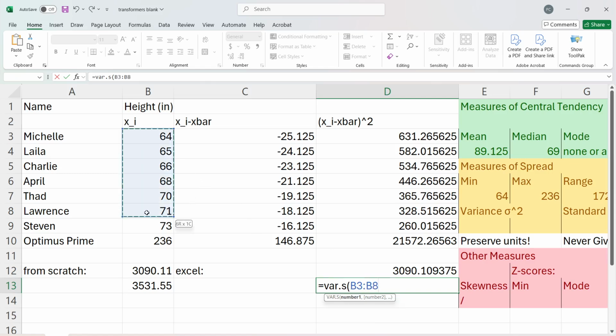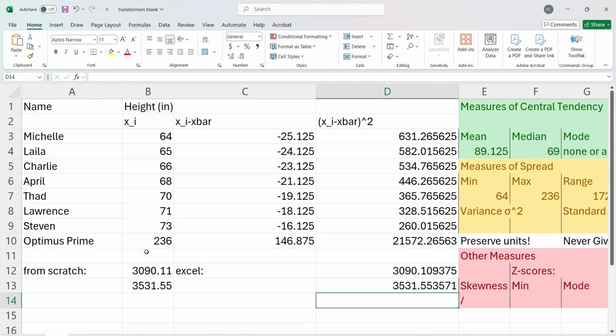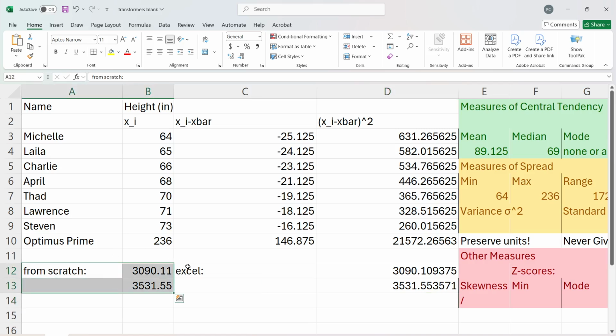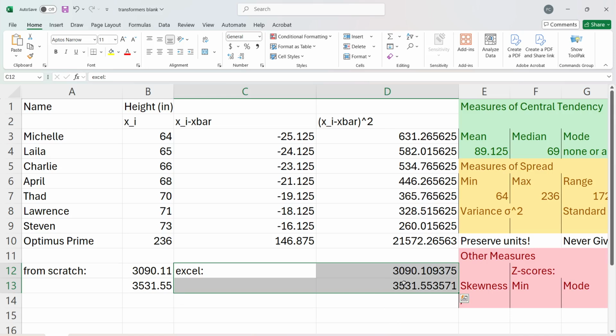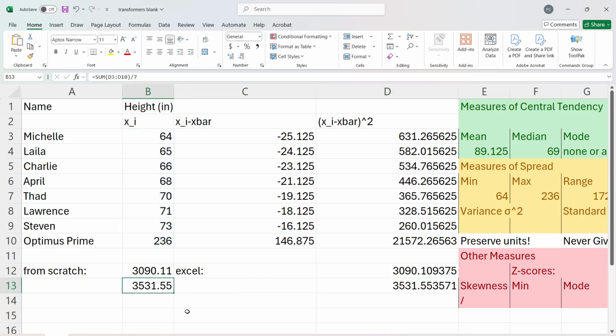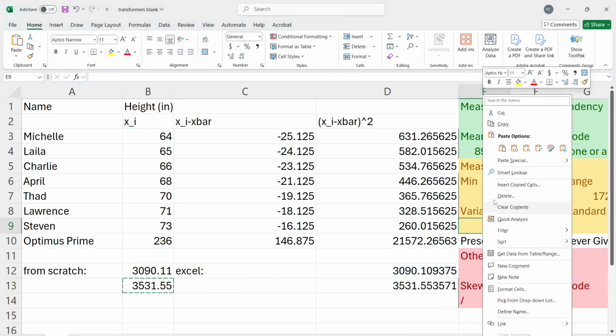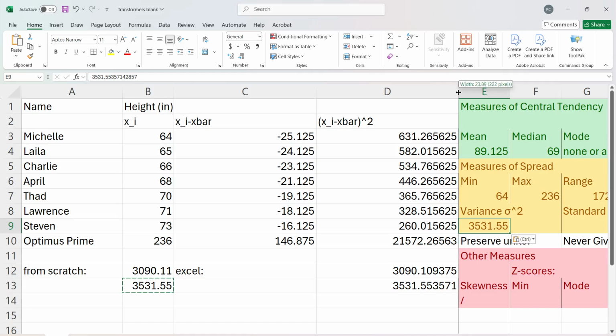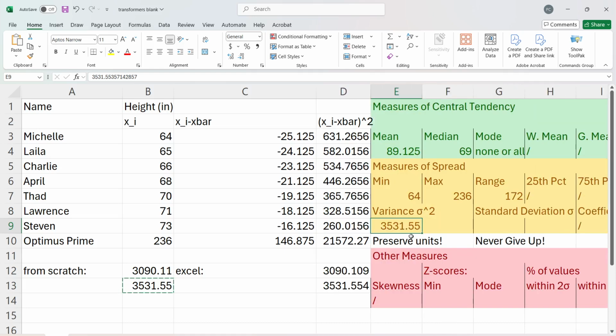Let me go ahead and grab all that data. Close the parentheses. Magnificent. It's the same numbers just like I expected. So these that I built from scratch are indeed the same as these that Excel will give me using var.p or var.s, which is what we actually want to use here. Now this number from var.s, 3531.55, is the variance. And I'm going to paste it right there. We have what we wanted.